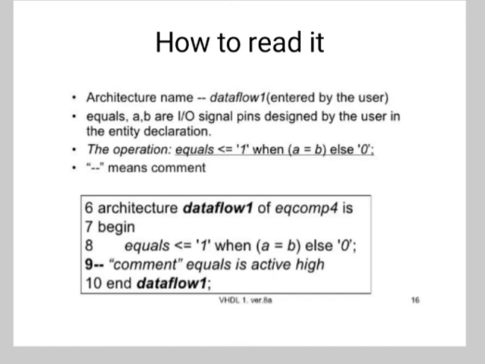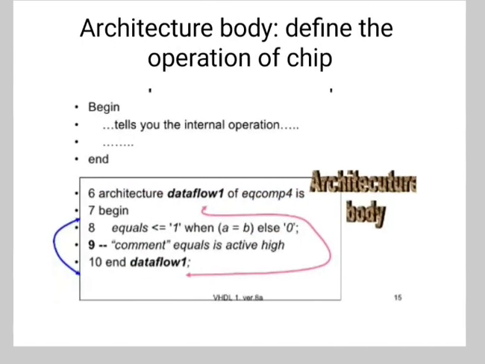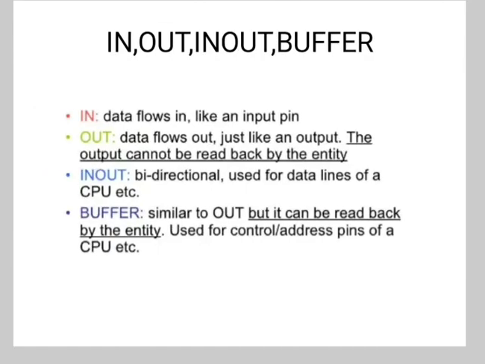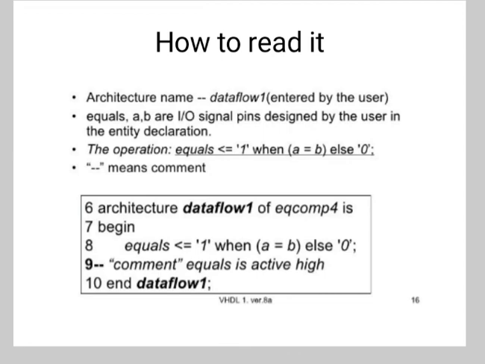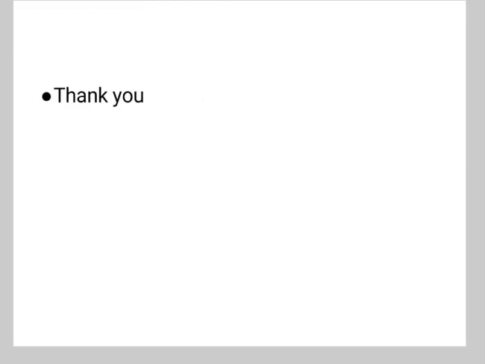The functionality of the design can be expressed in terms of the following styles, which are called the styles of modeling, that is data flow, behavioral and structural. So in this lecture we covered the entity declaration part and the architecture body or the architecture part. Thank you.